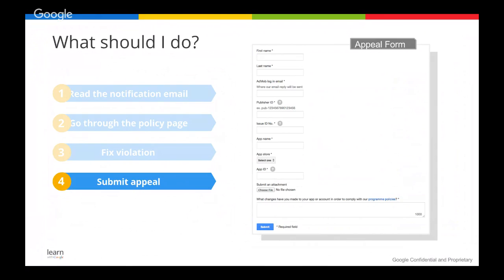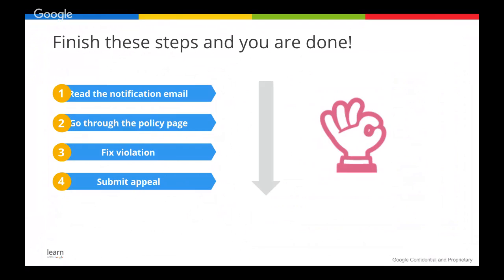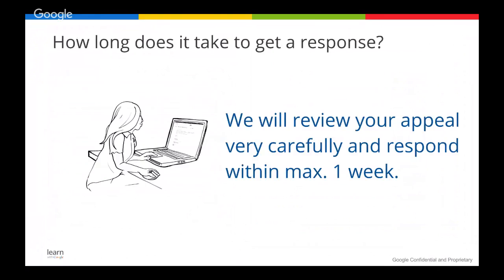Just 3 simple steps. Admit that you have made policy violations. Tell us where and how you have fixed it, and tell us in the future you're not gonna violate again. This will make your policy appeal a lot stronger. And that was the 4 simple steps that you can use when you're receiving a policy warning, and you can successfully appeal for your ad serving to be served again.